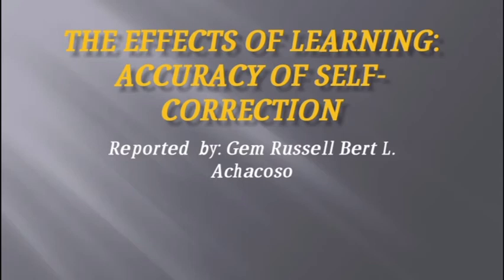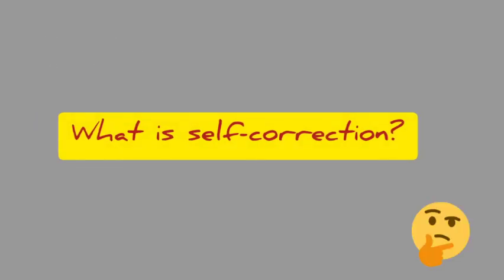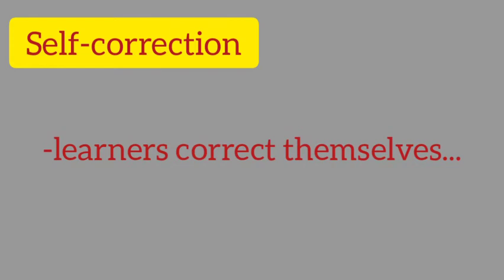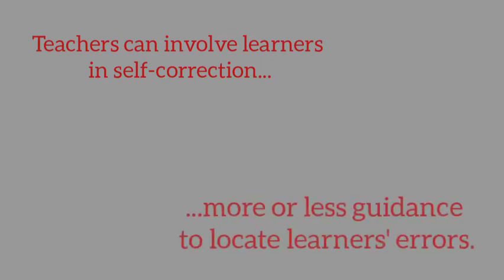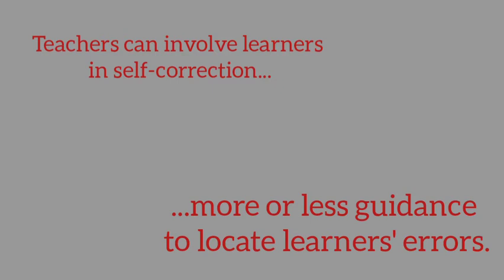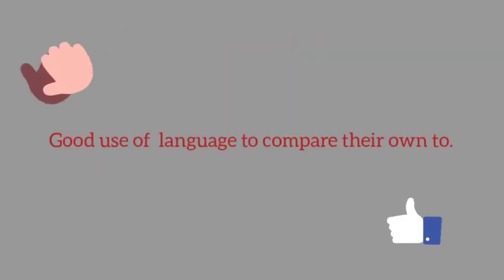Achacoso, and I will discuss to you the effects of learning, accuracy of self-correction. So what is self-correction? Self-correction is when learners correct themselves instead of a teacher doing it. Teachers can involve learners in self-correction to different degrees by giving learners more or less guidance as to the location and nature of their errors, and examples of good use of language to compare their own to.